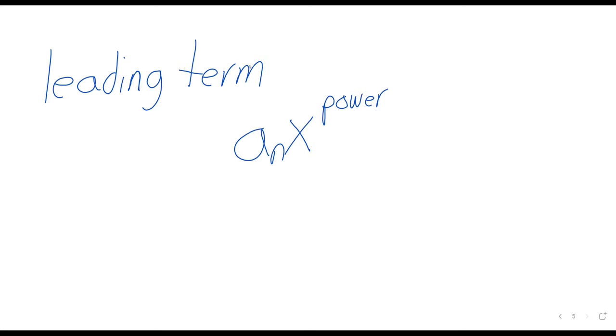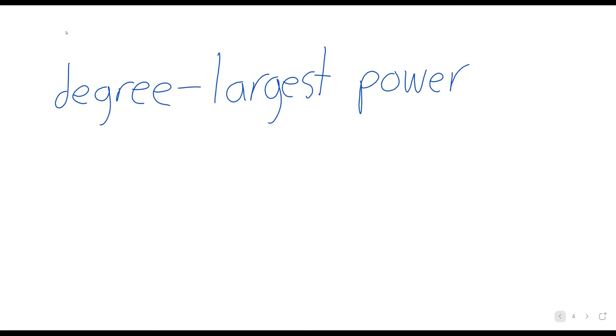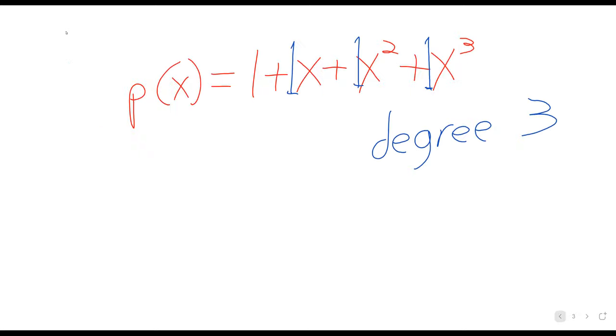So somewhere in this polynomial, we're going to see a sub n times x raised to the degree of the polynomial. And that expression is called the leading term. And closely related to the degree, the leading term tells us a lot about the polynomial.